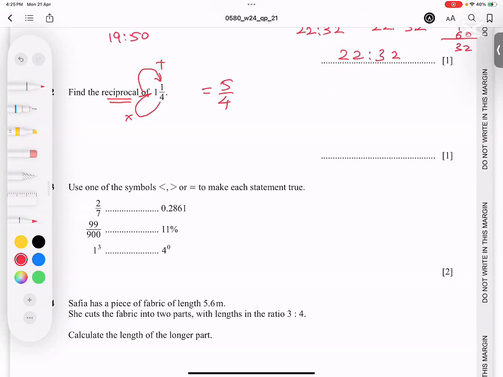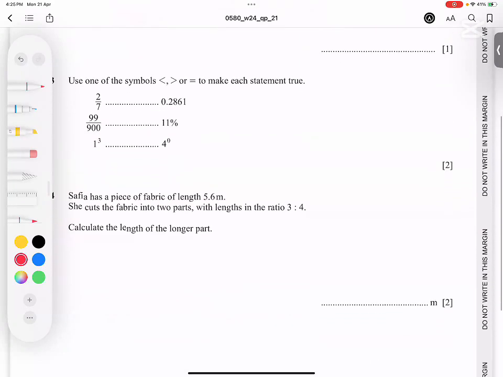Is this the reciprocal? No. Then what is reciprocal? This 4 will go up, and this 5 will go down. This is called reciprocal. So reciprocal is just flipping, flip the values. So this 5 will go down, 4 will go up. This is called reciprocal. I hope the point is very clear.